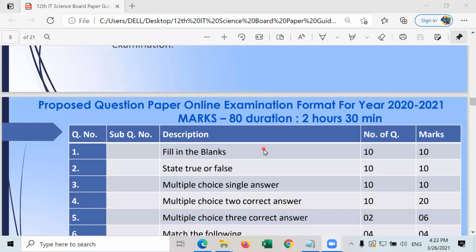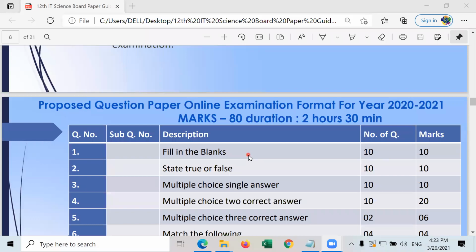Or you may be asked a question like PHP is dash dash side language. So PHP is what? Server side language. The answer you will write is server, SERVER. Students, while writing the answers from the first question, you have to be very careful about the spelling.